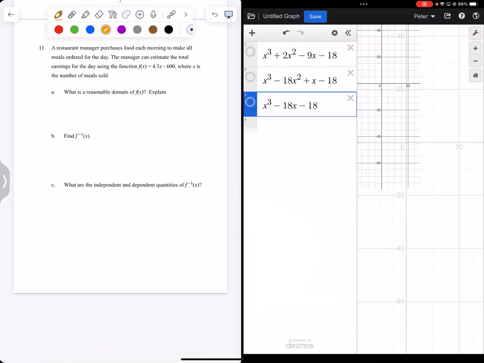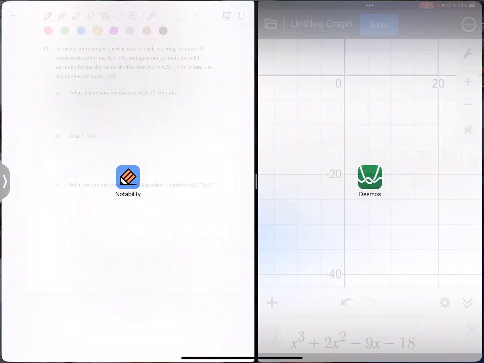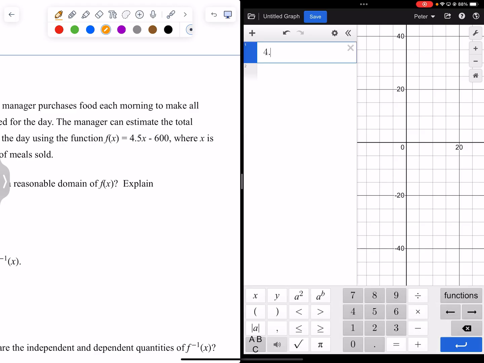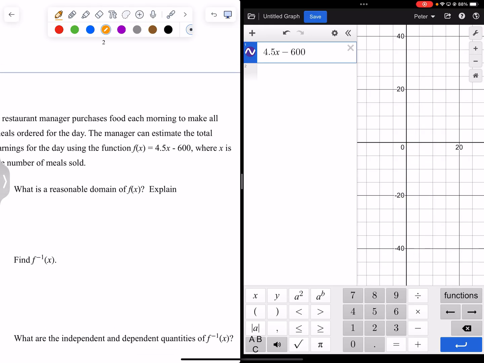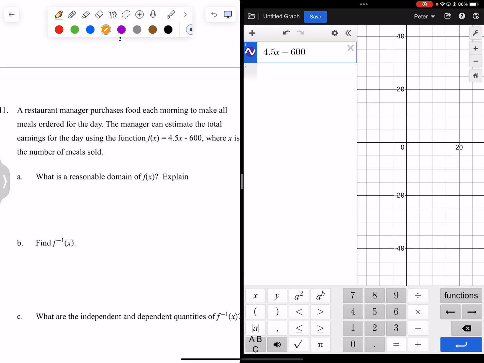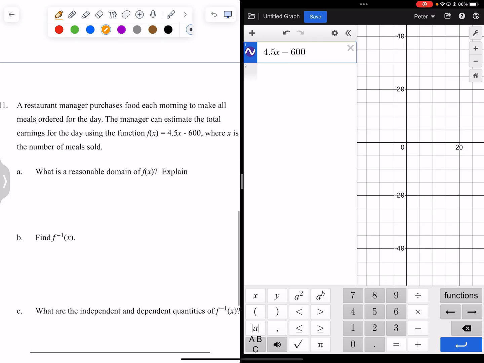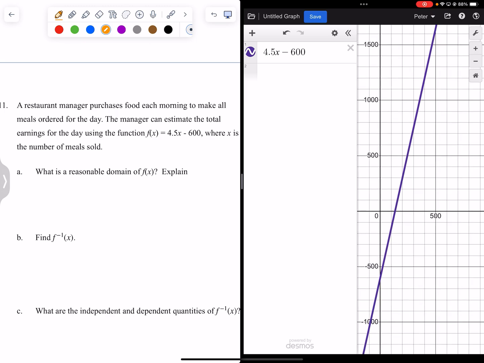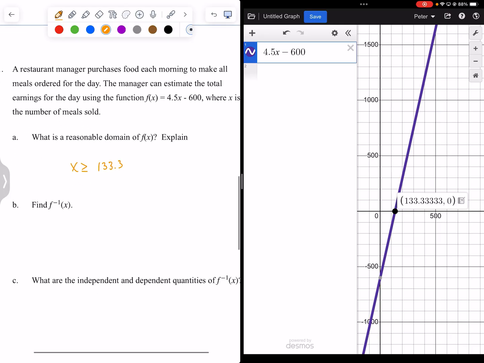All right, let's go to Desmos. Guys, it's got to be positive, so x has to be greater than or equal to 133.3.